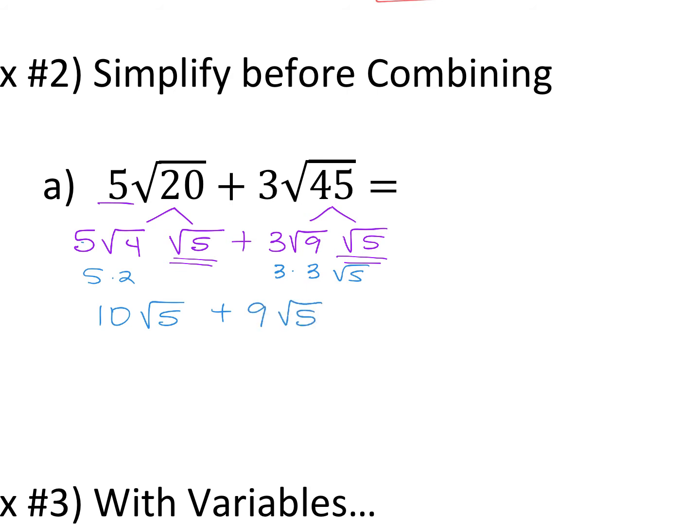And then we can combine now because we have the same index and the same radicand, right? They're both square roots, they're both 5s under the radical. So you would get what? 19 rad 5. Okay. Questions on that?